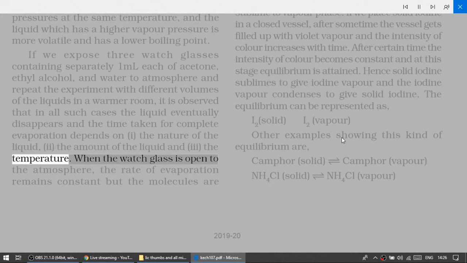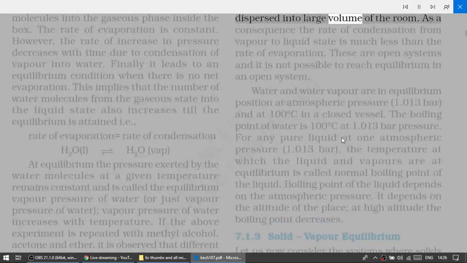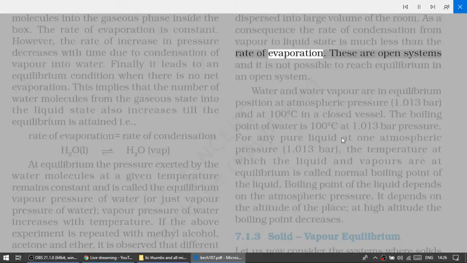When the watch glass is open to the atmosphere, the rate of evaporation remains constant but the molecules are dispersed into large volume of the room. As a consequence, the rate of condensation from vapor to liquid state is much less than the rate of evaporation. These are open systems and it is not possible to reach equilibrium in an open system.